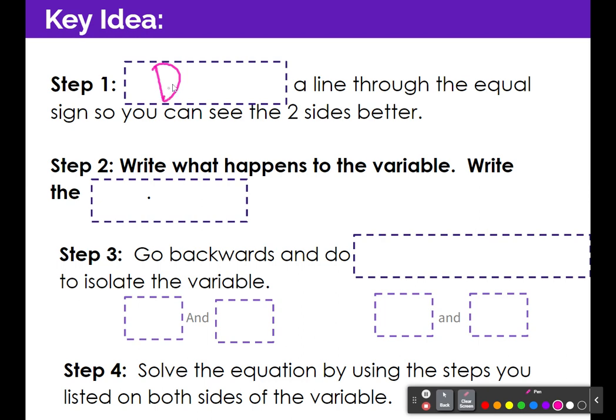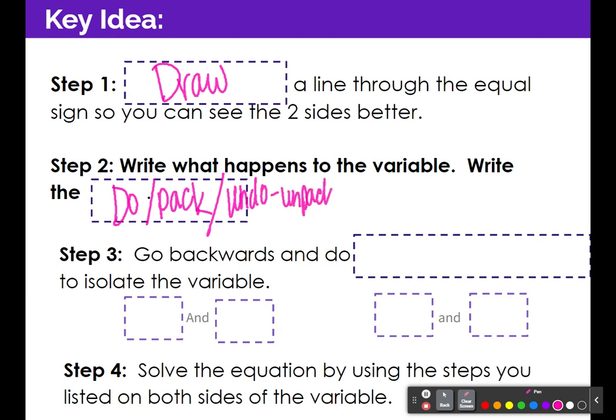Step 1, you're still going to draw a line through the equal sign so you can see the two sides better. Then you're going to write what happens to the variable. You're going to write the do, or the pack. When we're packing the luggage, it's what you're doing, right? It's the steps you're doing to pack. And then we're going to write the undo, or the unpack. So we're going to write those steps.